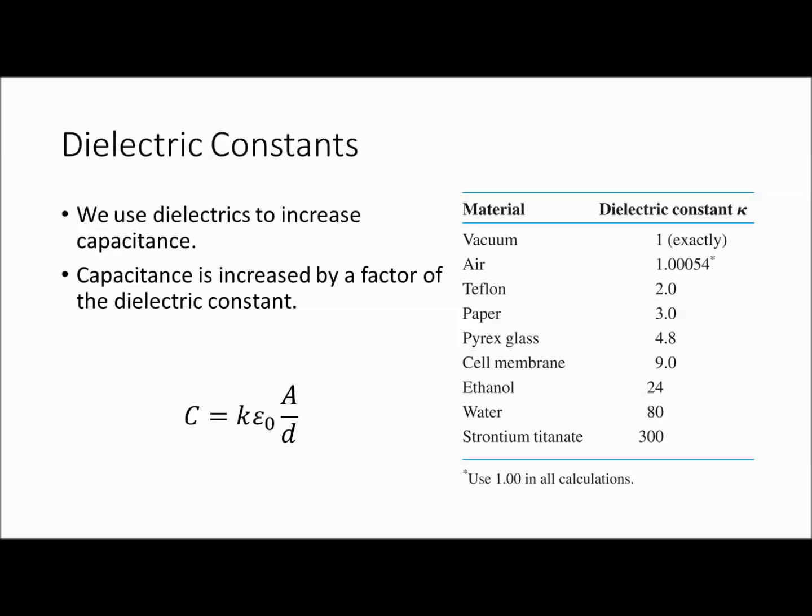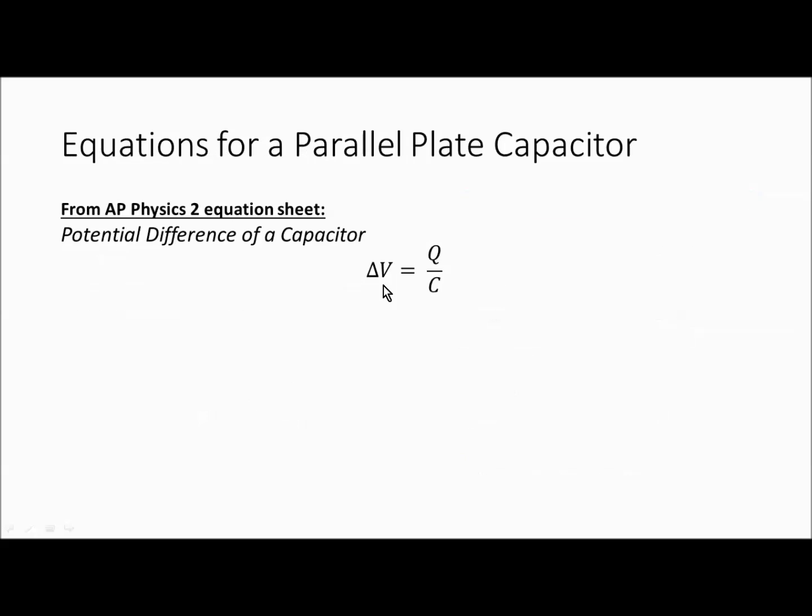So a dielectric is when you put a material between the two plates in a capacitor, and that will increase the capacitance. It's increased by a factor of the dielectric constant, and that's the K. So for vacuum it's exactly 1. For air, it's close enough that we treat it as 1. And if we add other materials like Teflon, paper, Pyrex, anything else, we're going to increase the capacitance by these factors. These are the equations that are on your AP Physics 2 equation sheet.